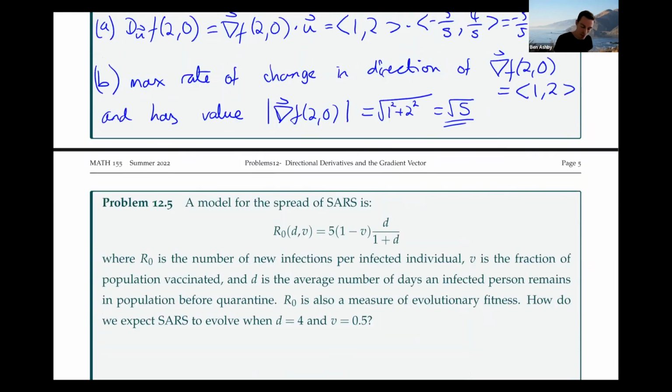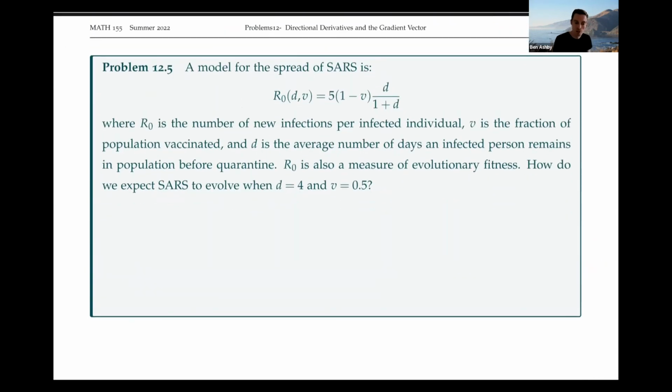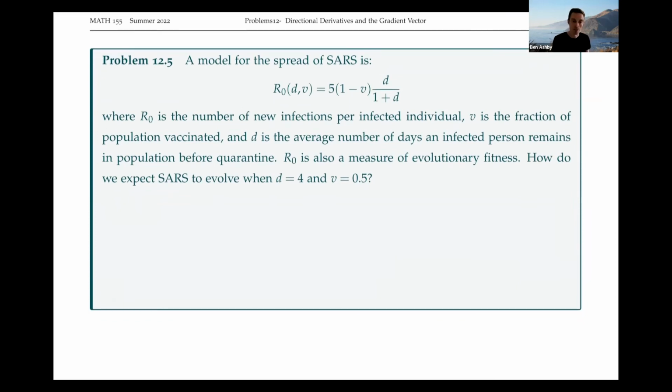Okay, moving on to the next problem. So we've discussed this model for the spread of SARS. So here R0 is the expected number of infections per infected individual in an otherwise susceptible population. We have 5 times (1 minus v), where v is the proportion of the population that's vaccinated, times d over (1 plus d), where d is the average number of days an individual remains infected in the population.